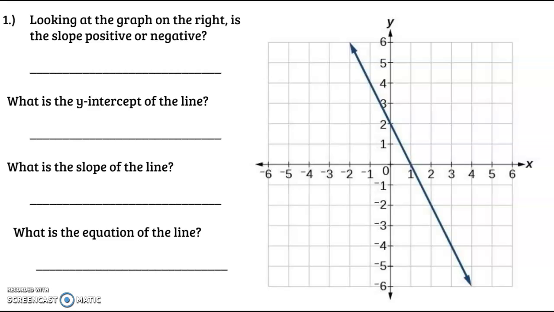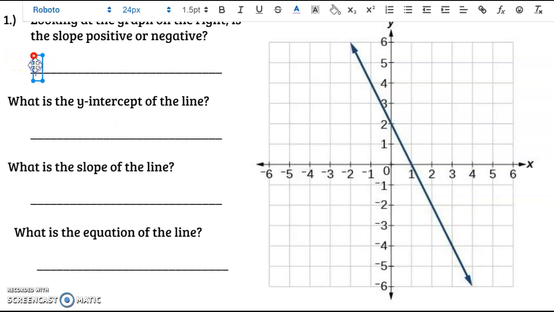It says, looking at the graph on the right, is this slope positive or negative? Well, the first thing you have to do is you always have to examine left to right. If you look left to right, you should notice that it is going downhill, okay? As soon as you see that it's going downhill, then you know that is a negative slope. So I'm going to go ahead and write negative there. Downhill left to right is a negative slope.